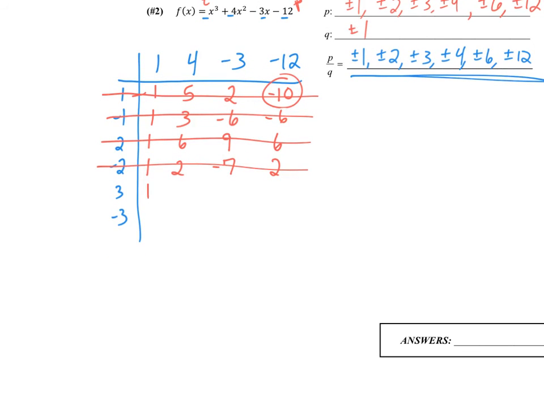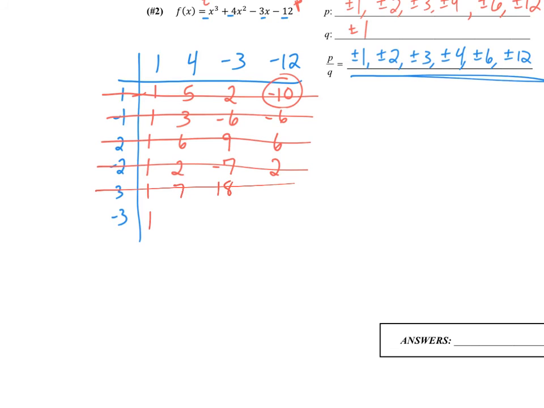Bring down the 1. 3 times 1 is 3. 3 plus 4 is 7. 3 times 7 is 21. 21 plus -3 is 18. 3 times 18 is 54. 54 plus -12 is not going to give us a 0, so we keep going.